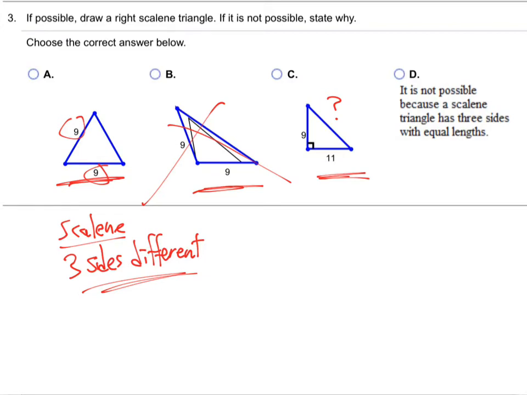Could that be like 11? Maybe it is, and then it's not scalene. If that's 11, then it's not scalene because it's supposed to be all 3 sides that are different, huh? What do you think? Could that be 11? Or is there some reason that it's impossible for that to be? Does that have to be different than 11? How do we know?